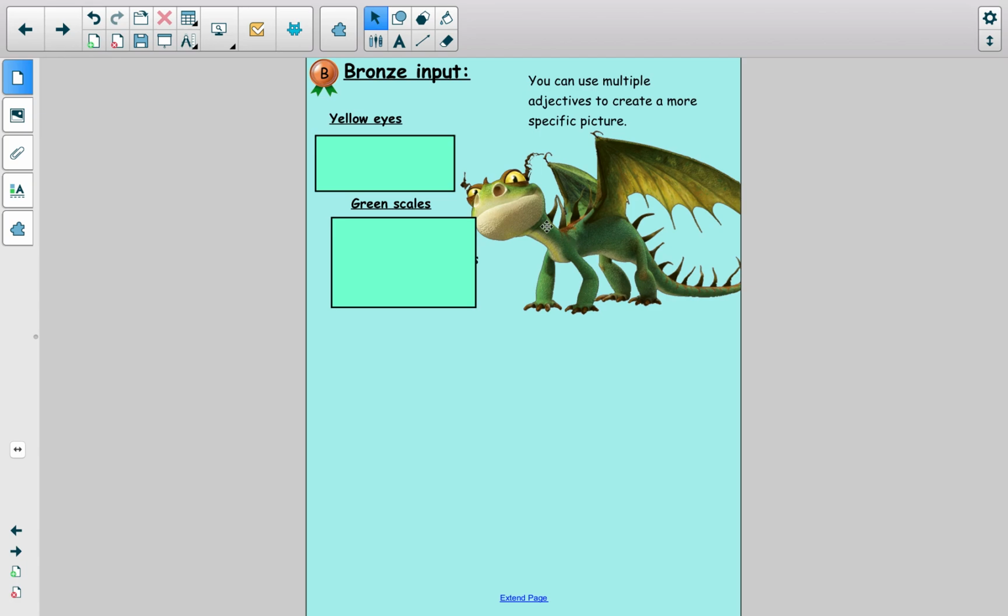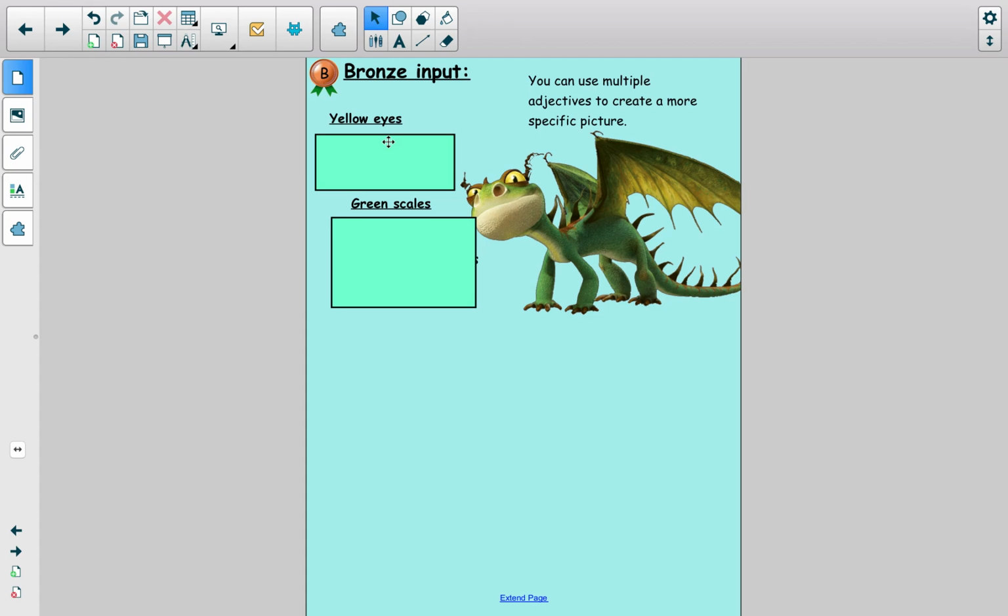Let's look at the dragon's yellow eyes. What adjectives could we use to describe the dragon's eyes? We could say bright yellow eyes or burning yellow eyes. Another 2 I have come up with is piercing yellow eyes or beady yellow eyes. These wow adjectives help the reader imagine what the eyes really look like.